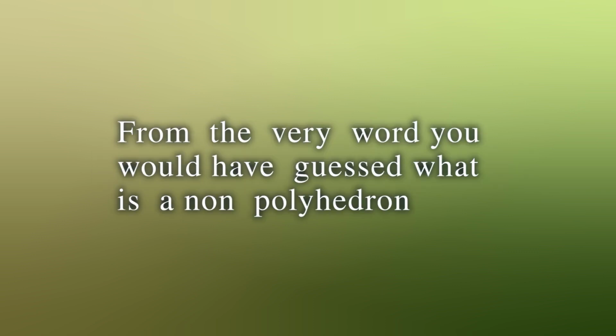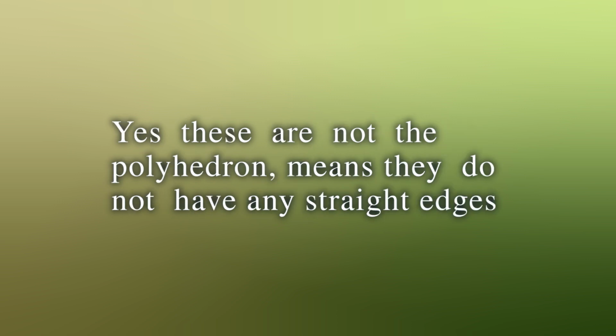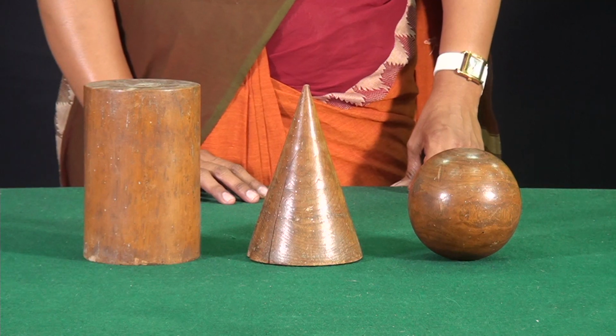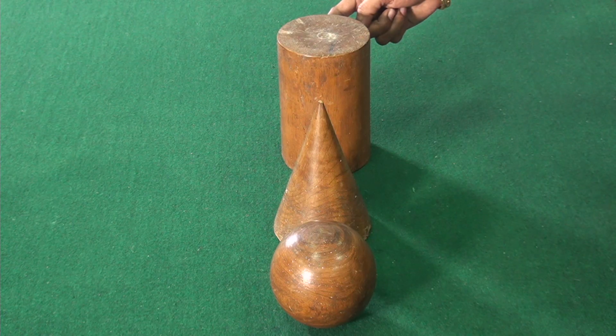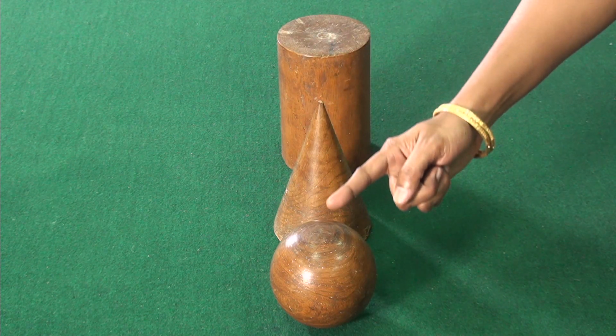Let us now try to understand another category of solids, the non-polyhedrons. From the very word you would have guessed what is a non-polyhedron. Yes, these are not polyhedrons at all. That means they do not have any straight edges at all. Hence, solids that have curved surfaces are called non-polyhedrons. For example, a cylinder, a cone, a sphere are solids which do not have any straight edges.